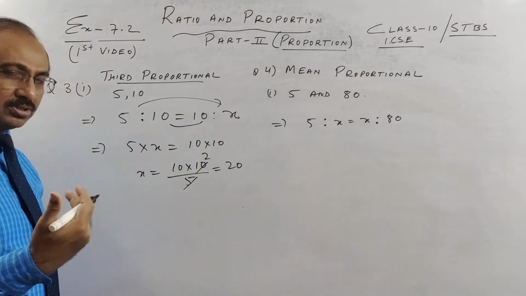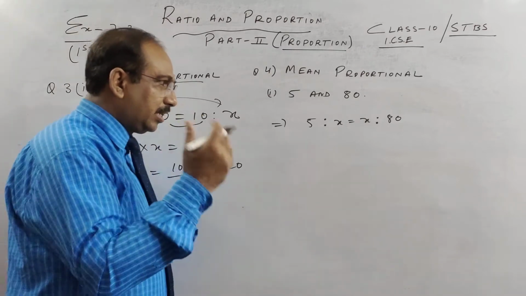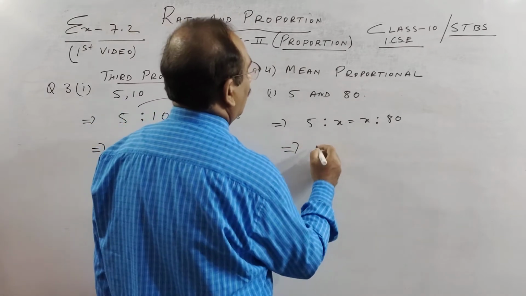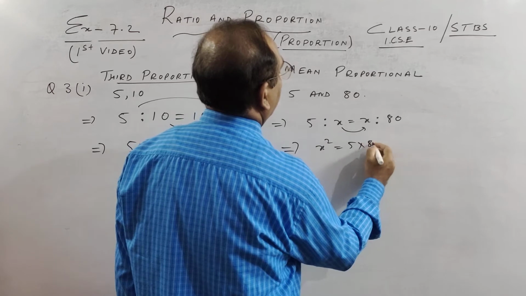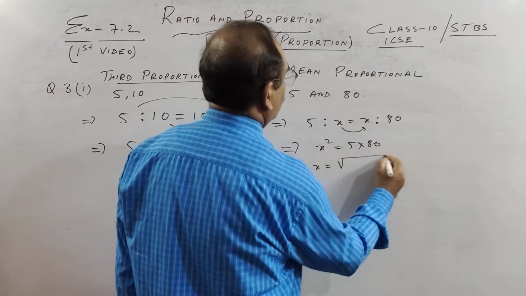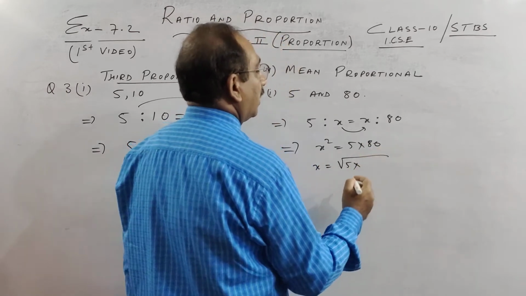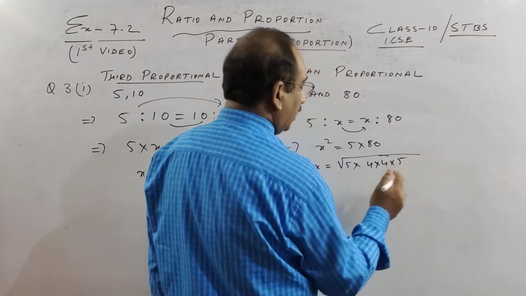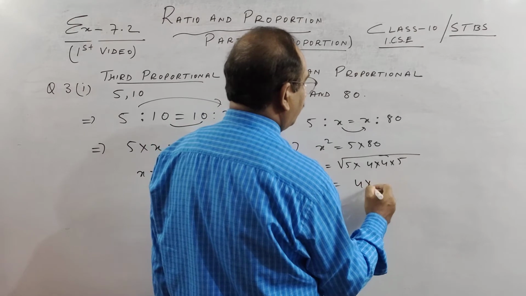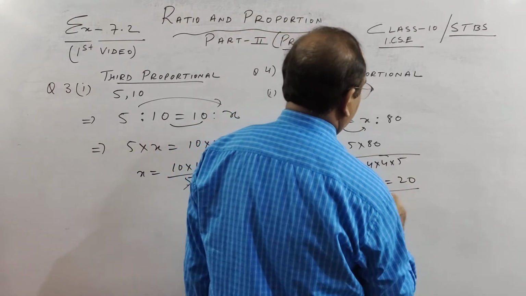So kindly you can pause the video, playback, rewind, take a screenshot and try to understand. So the product of the means is x square is 5 into 80. So x is root over 5 into 80, you can write 80 as 4 into 4 into 5. You could have taken 2 also. I pair it off. So I get 20.